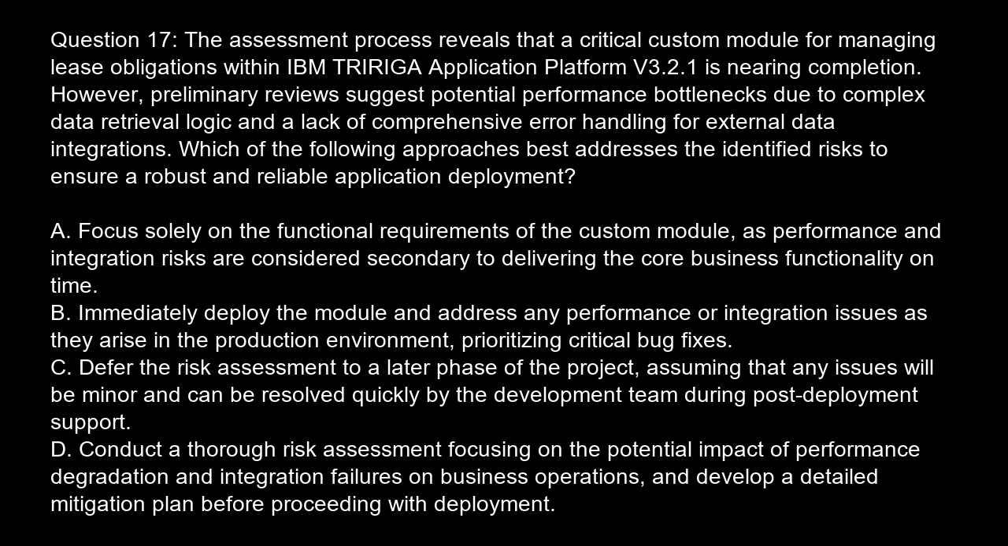Option A. Focus solely on the functional requirements of the custom module, as performance and integration risks are considered secondary to delivering the core business functionality on time. Option B. Immediately deploy the module and address any performance or integration issues as they arise in the production environment, prioritizing critical bug fixes. Option C. Defer the risk assessment to a later phase of the project, assuming that any issues will be minor and can be resolved quickly by the development team during post-deployment support.